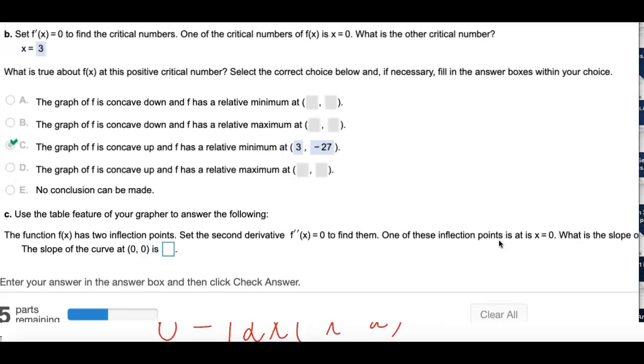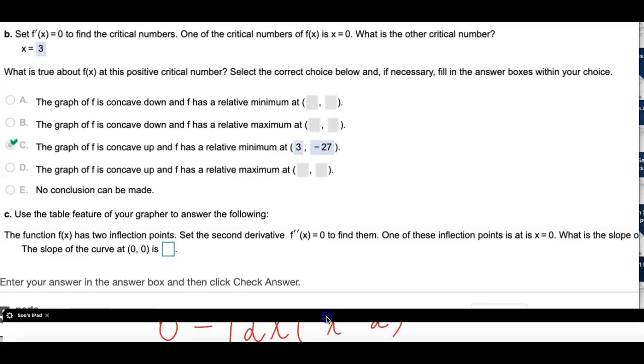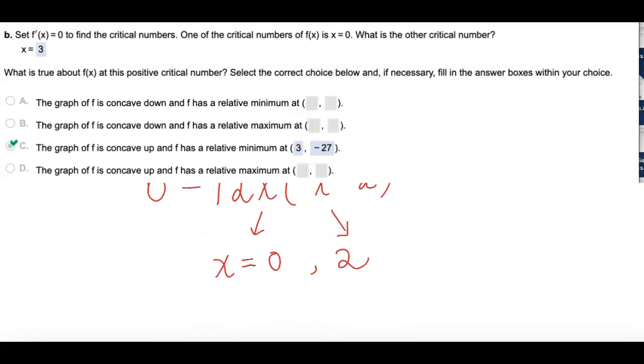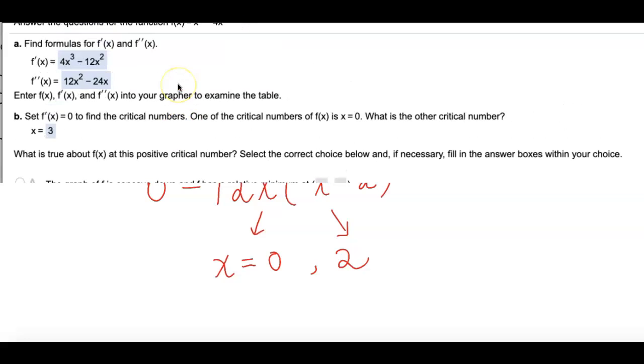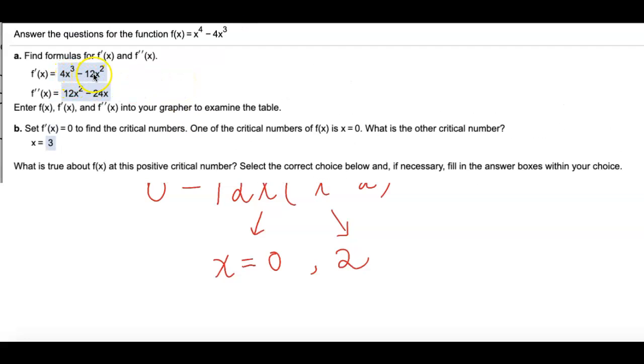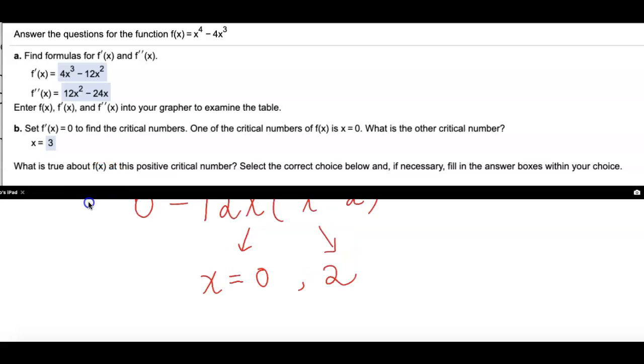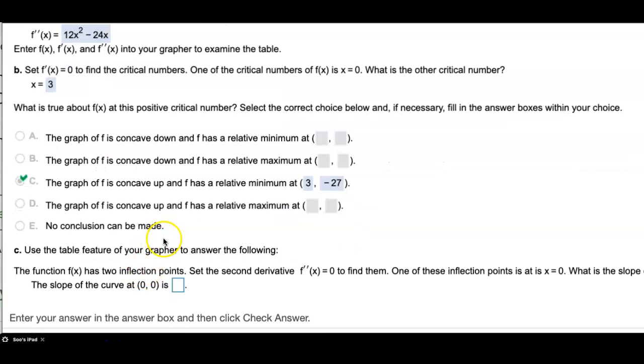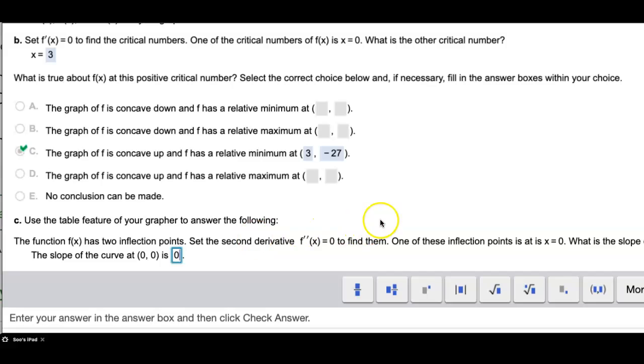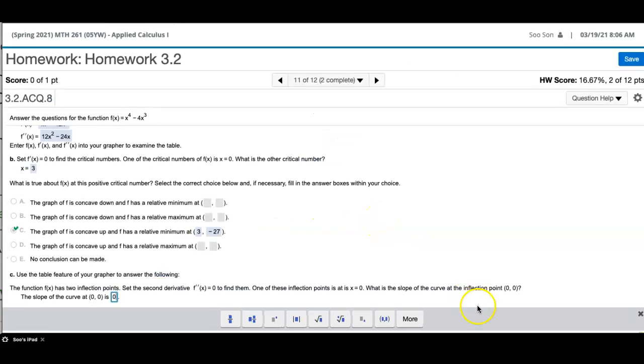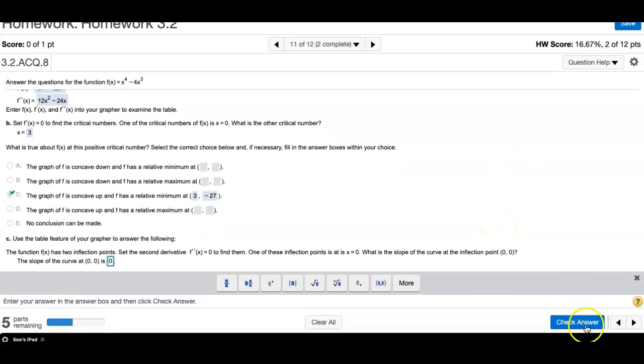So what I will do is I will just plug in 0 into the second derivative, okay? If I plug in 0 into the second derivative, I'm sorry, not the second derivative, the first derivative, wouldn't that just be 0? Because if 0 goes in here and 0 goes in there, because slope of the tangent line is the first derivative. So that's why I'm using that first derivative. I'm just going to go ahead and type in 0 here. The slope of the curve at 0, 0 is 0. Where are they going with this? Okay, I'm done. I'm going to click on check answer.